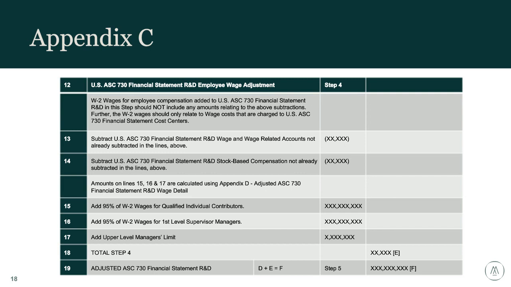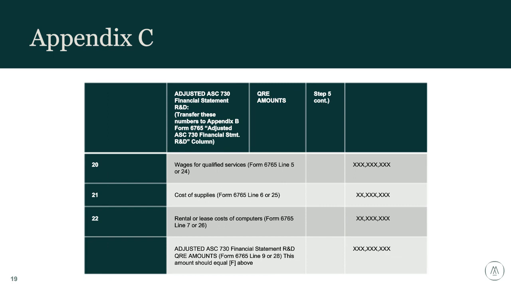You also would calculate the upper manager's limit, which we will cover in the next slide. And then that gets added back into your safe harbor bucket, which they labeled adjusted ASC 730 financial statement R&D, which would include labor and supplies that was calculated on the previous slide. And this is Appendix C, so this is kind of what it all summarizes up to. You end up with your wages that were determined, supplies, the cost of cloud computing, AWS services, and that is the total adjusted ASC 730 financial statement R&D.